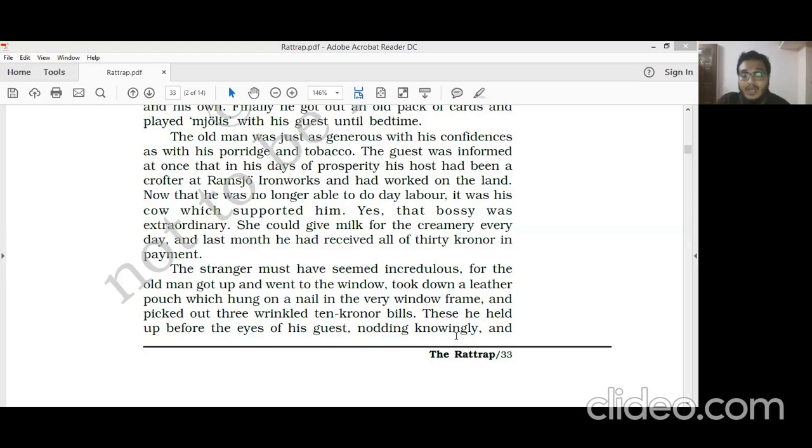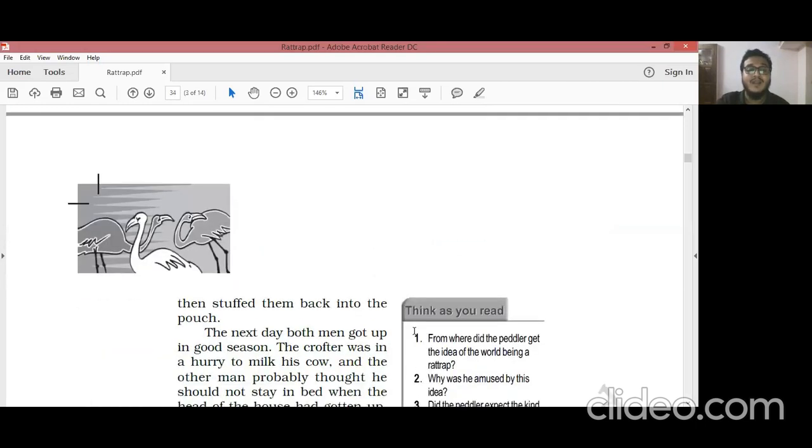Nodding knowingly, as if, see, when you know something, you say, yes, I know, sir. In the same way, this man started nodding his head knowingly, as if he knows everything, and then stuck them back into the pouch. After showing him, he hung the pouch in the same place where it was kept, on a nail in the window frame. So he kept it in the same place back there.